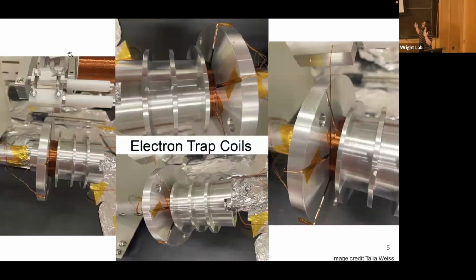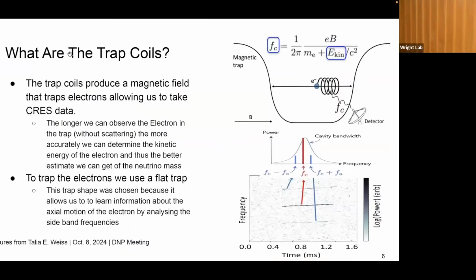All right, here are some pictures of electron trap coils, which is what my research is actually doing. And so this is why we care about the electron trap coils. Up here is an illustration of the magnetic trap to trap the electrons.